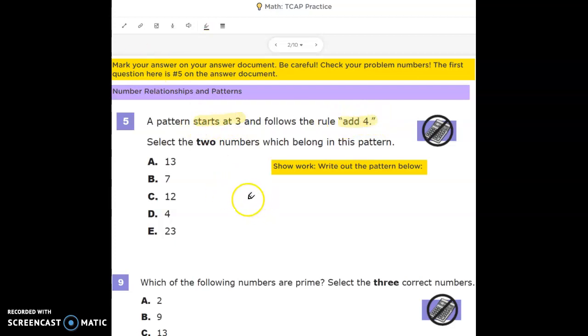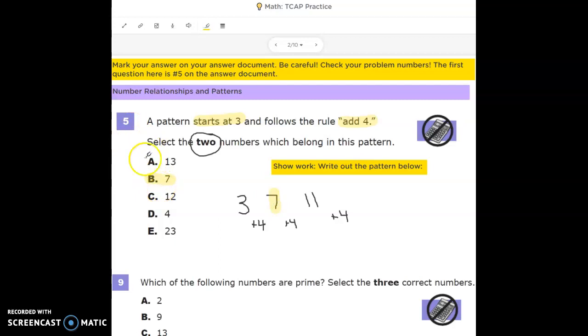On my scrap paper, I am going to write out this pattern. I'm starting at 3. I know to add 4. 4 plus 3, 7 is my next number in my pattern. Add 4. 7 plus 4 is 11. 11 is my next number in the pattern. I'm going to keep going until I find 2 answer choices. I already see one answer choice, 7.